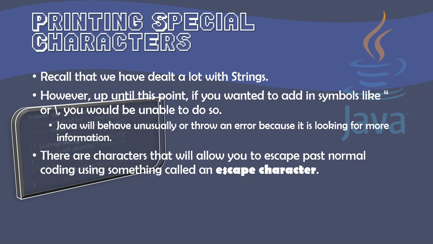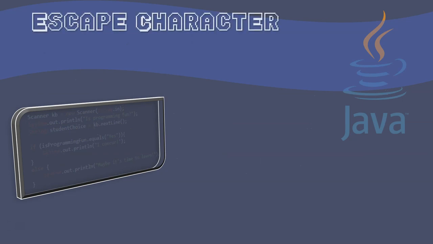Now, there are characters that will allow you to escape past this normal kind of coding that Java has built into it, using something known as an escape character. Now, that does make a little bit more work for us, the programmer, but it makes it much more clear for the programming language to be able to interpret and use it correctly. So what exactly is this escape character, besides obviously something that's going to allow us to do quotations or slashes?